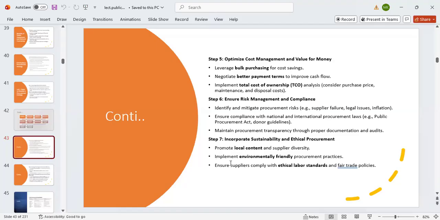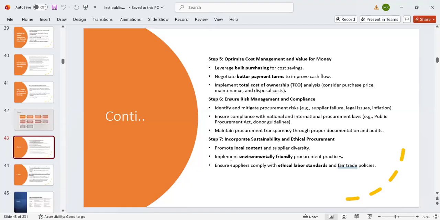The sixth step: ensure proper risk management and compliance. Comply with the necessary regulations, especially the Procurement Act, the Financial Administration Act, and other acts or donor guidelines, so that funds can easily flow. You can comply with regulations that might be available.